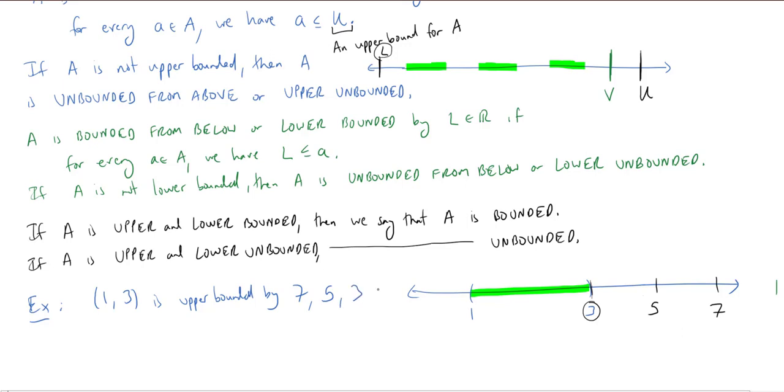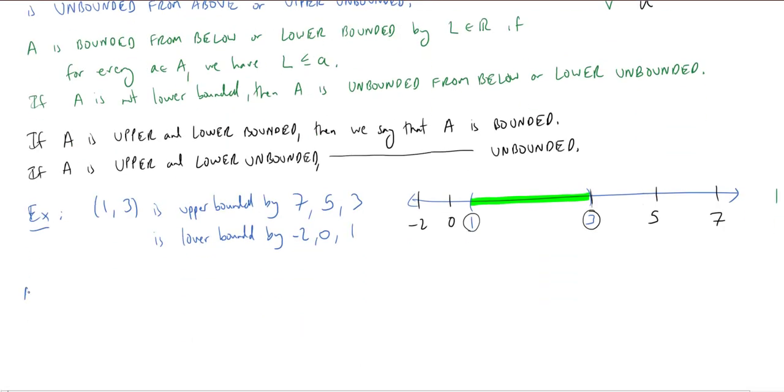Okay, it's lower bounded by, well, I can go over here and put a -2. It's also lower bounded by 0. Another possibility: it's also lower bounded by 1 itself. Nothing in that interval is smaller than 1. So I have lots of different possibilities for upper and lower bounds. These are not unique.